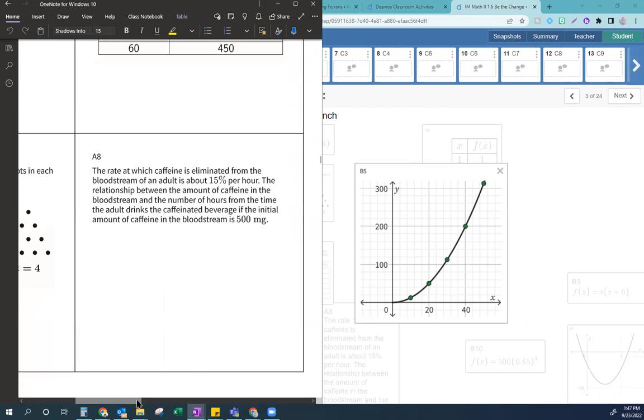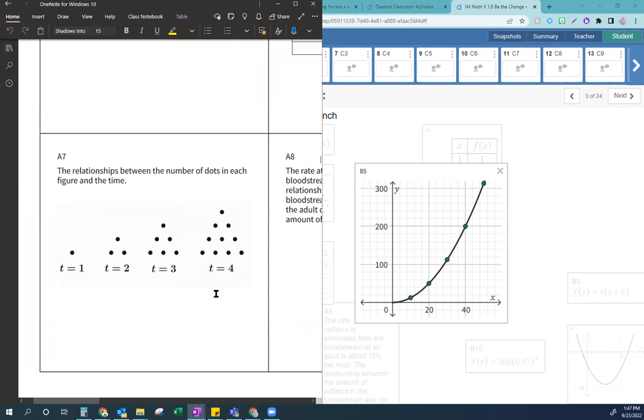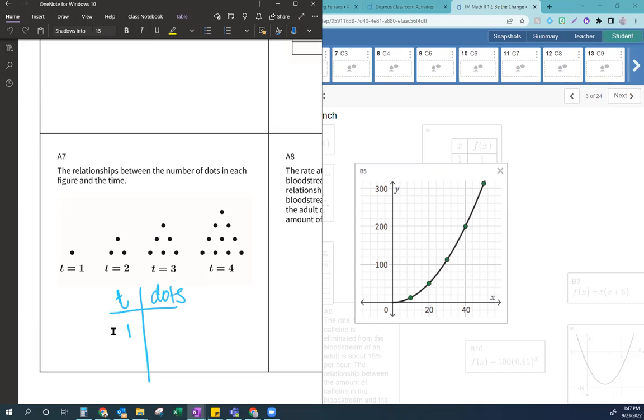Okay. All right. So this next guy, card A7, looks like this, and it's the relationships of the dots in time. So you guys know where I'm going to head to. I'm going to head to a table because the table is going to help me write this out. So I write a table, and the first one is 1. This is T, and this is dots. So I get 1, 1, I get 2, 3, I get 3, 6. That's 6, yeah. And then 4, and I get 10.